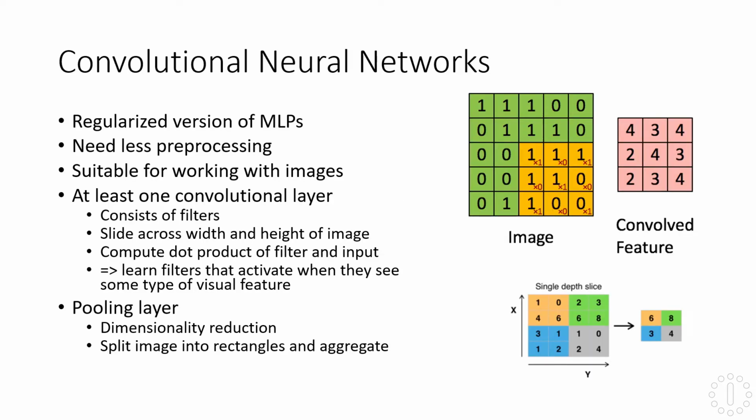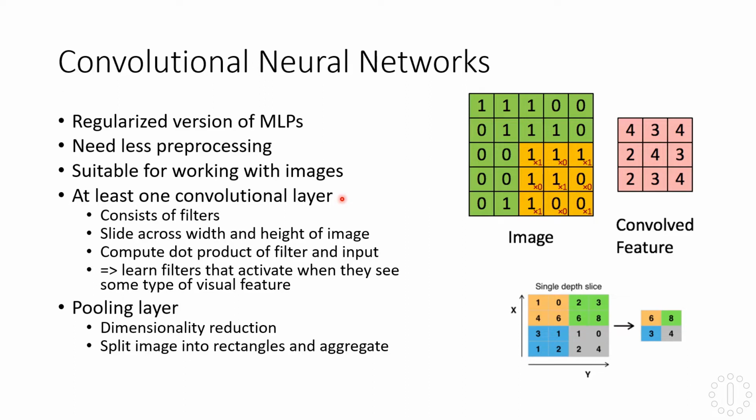So the first type of neural network that we're going to look at is the convolutional neural network. These are regularized versions of multilayer perceptrons, and they are specifically suitable for working with images. So we usually use them if we want to process and classify images. And a big advantage of the convolutional neural networks is that they don't need as much pre-processing as other neural networks when working with images.